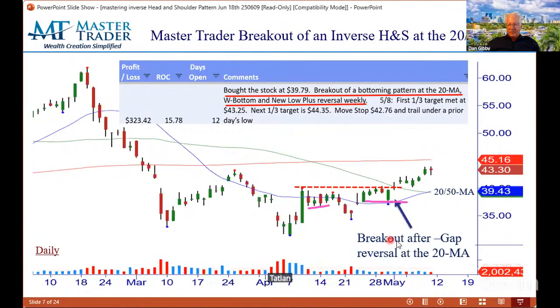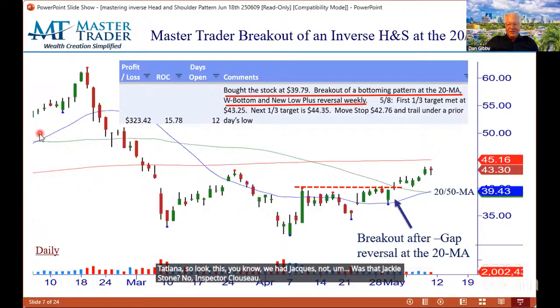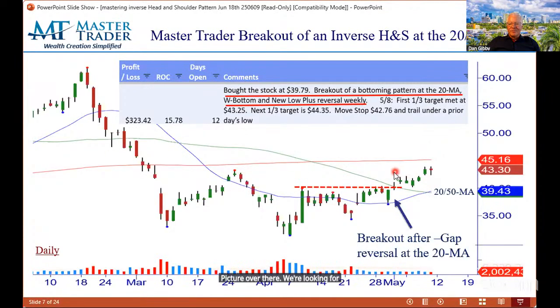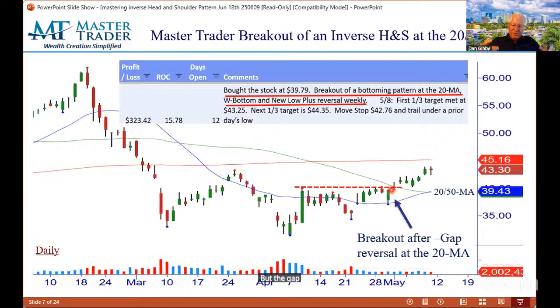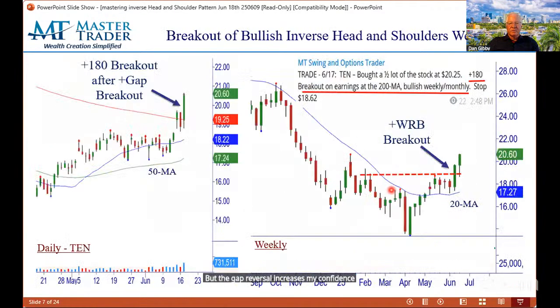Tatiana, so look, we had Jacques, was that Jacques Cousteau? The Inspector Clouseau picture over there. We're looking for clues. So this was a gap negated. It didn't break out yet, but that is what we call a tell, where this arrow is. We're still entering over the high of all these bars with a stop under here, but the gap reversal increases my confidence that it wants to break out.